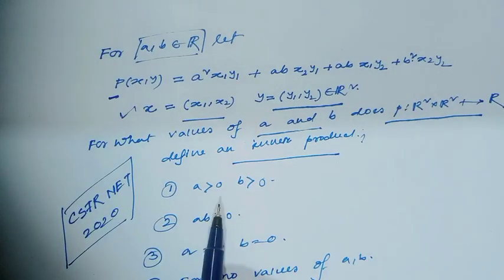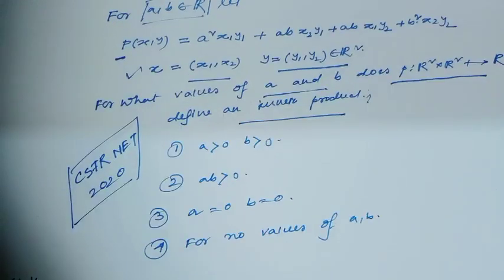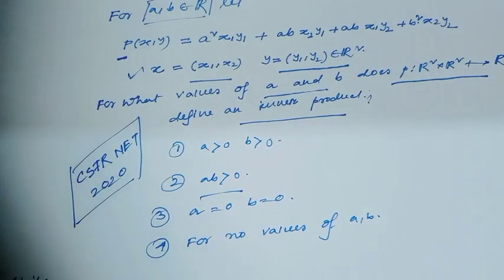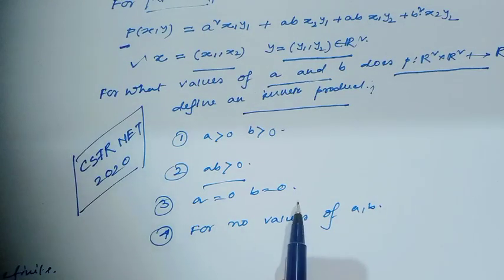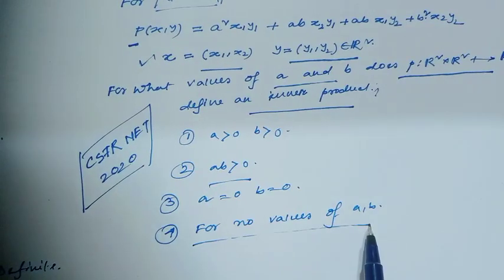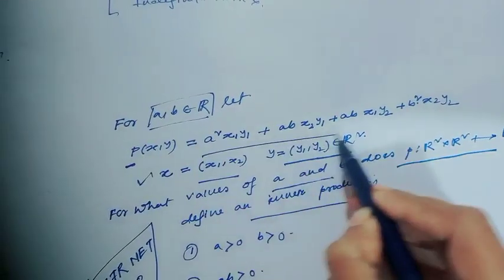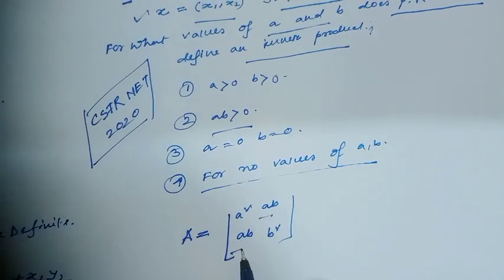Option 1: for a strictly greater than 0 and b strictly greater than 0. Option 2: ab strictly greater than 0. Option 3: a equal to 0 and b equal to 0. Option 4: for no values of a and b. From this quadratic form, we can generate one matrix A with entries a square, ab, ab, b square.